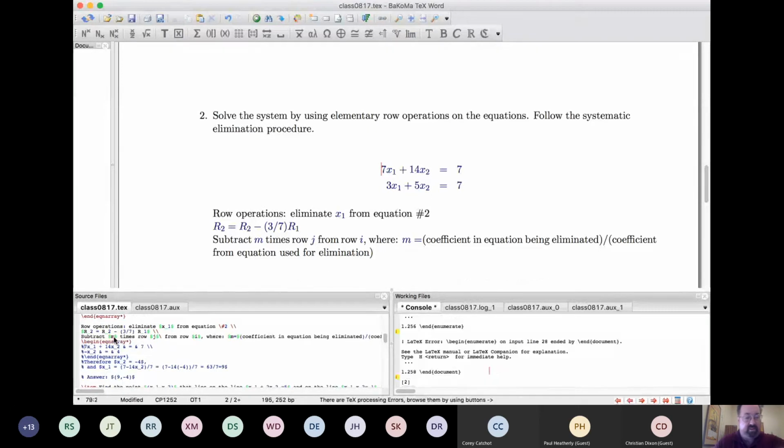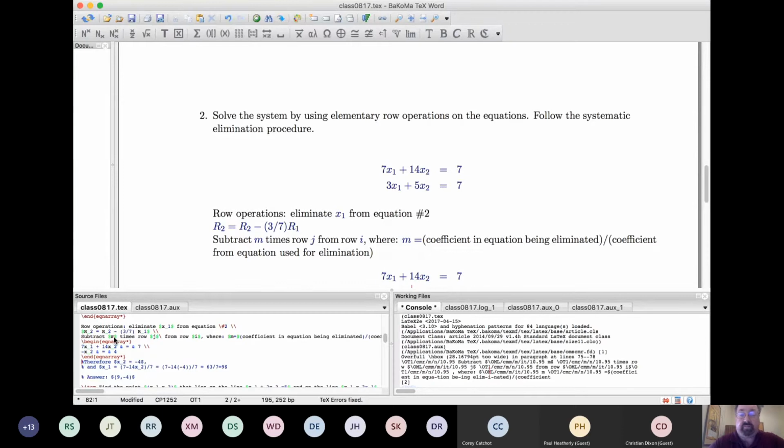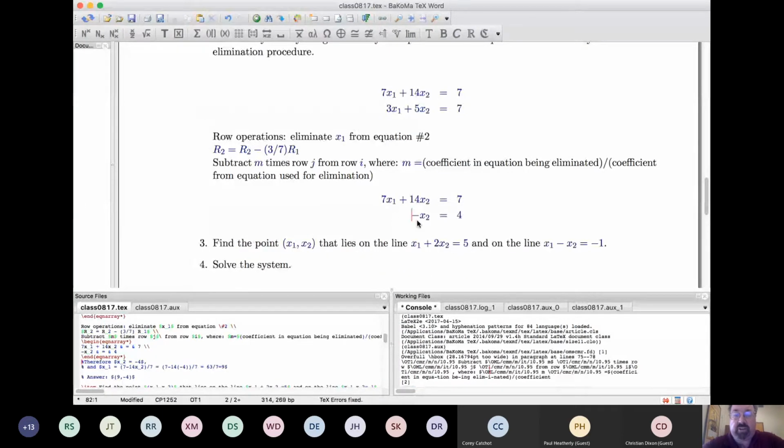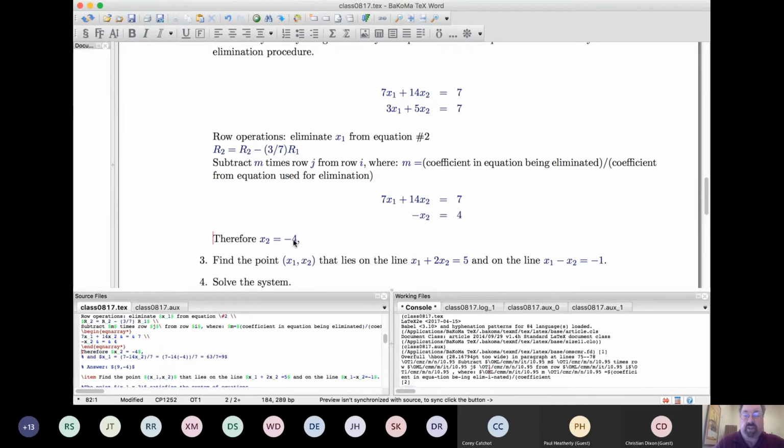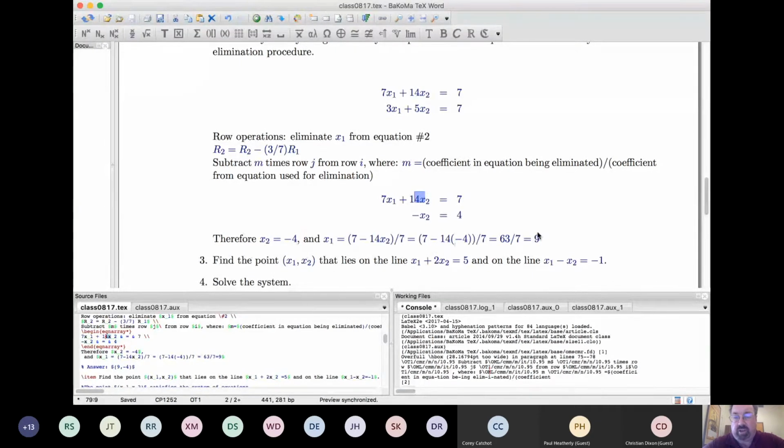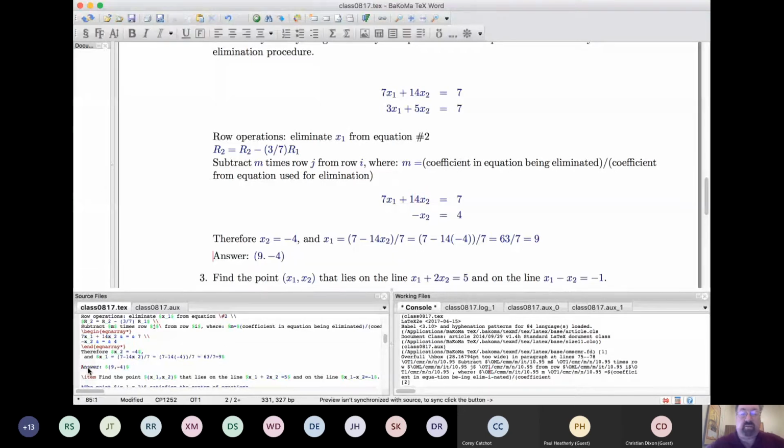So what happens? When I do that, x1 has been eliminated, so now the last equation depends only on x2. When I took 14 times 3/7, that gives me 6x2, because 14 times 3/7 is 6. Then I have 5x2 minus 6x2, which is minus x2. And I perform the same operation on the right side, and that's why I have a 4 right here. So that immediately reveals x2, which is minus 4. Then I substitute that into the first equation, move this term to the other side, divide by 7, work all that out, and I get 9 for a final result.